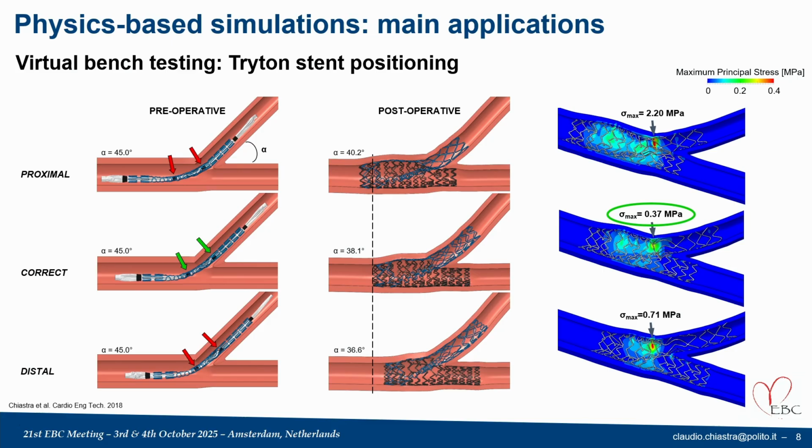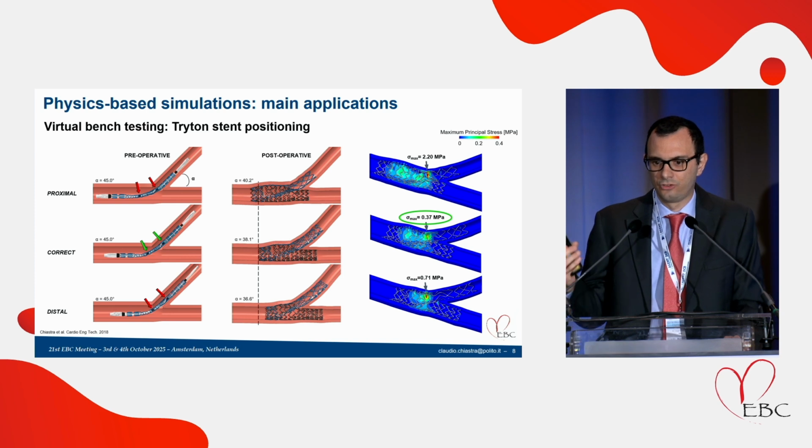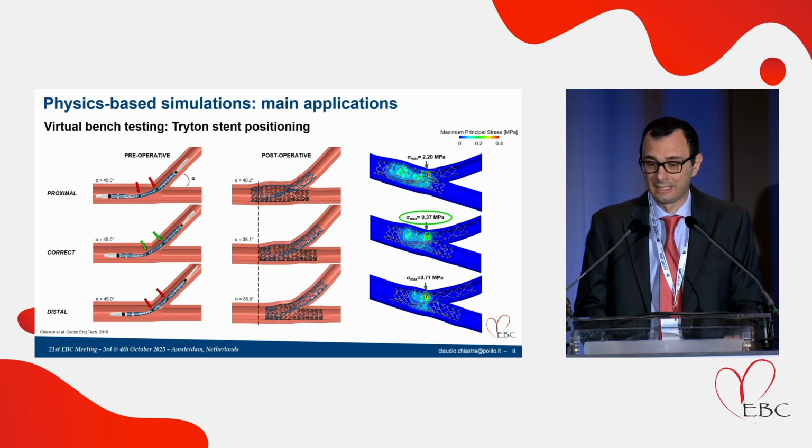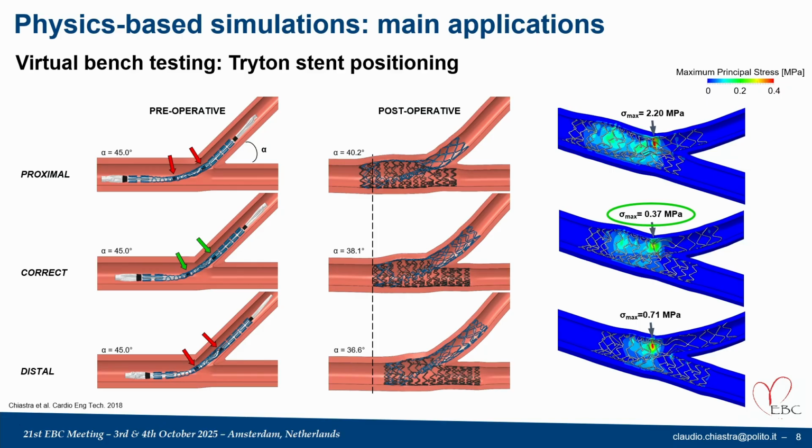Just to make some examples for the applications of these simulations, for the virtual bench testing, I show this study that we conducted in order to investigate the impact of the wrong positioning of the Triton stent, when that stent was available, on the biomechanical quantities. So we virtually implanted the stent in 3 different positions, 2 proximal, in the correct position, and 2 distal. And then we compare the 3 different scenarios in terms of geometric quantities and structural mechanical quantities.